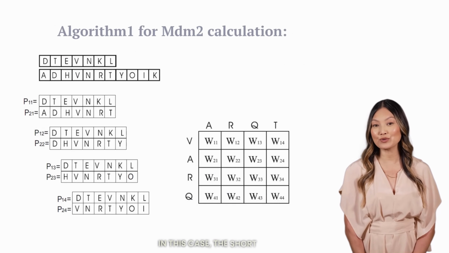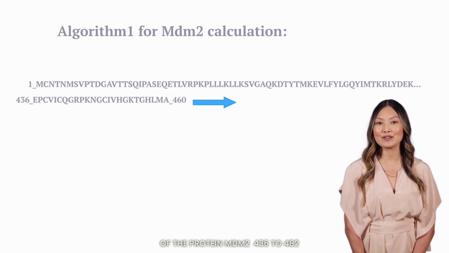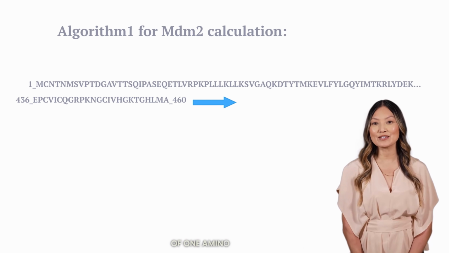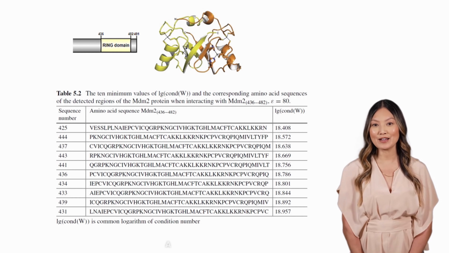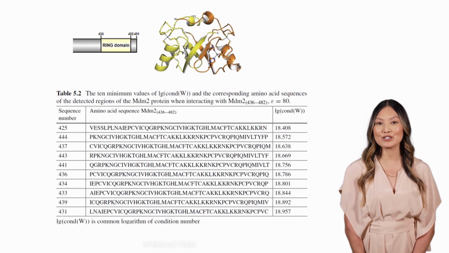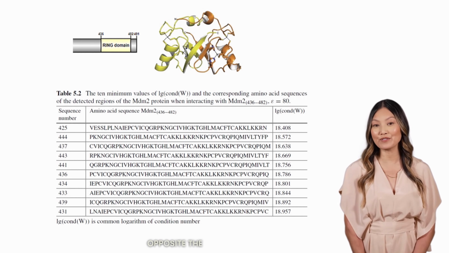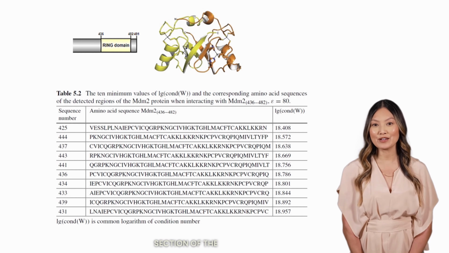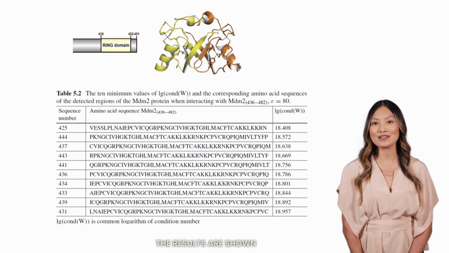In this case, the short sequence of the protein Mdm2 436 to 482 shifted along the long sequence of the protein Mdm2 at intervals of one amino acid residue. As a result, for each pair of the obtained one-dimensional arrays, a matrix of potential energy of electrostatic interaction was formed, and the value of log COMDA was calculated. The value of log COMDA was plotted opposite the first amino acid residue of the section of the Mdm2 protein upon interaction with Mdm2 436 to 482. The results are shown in the figures.